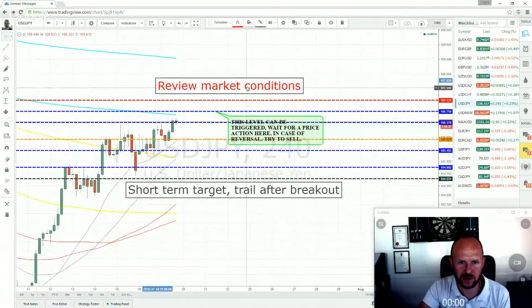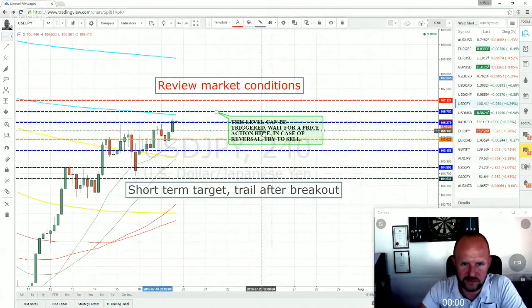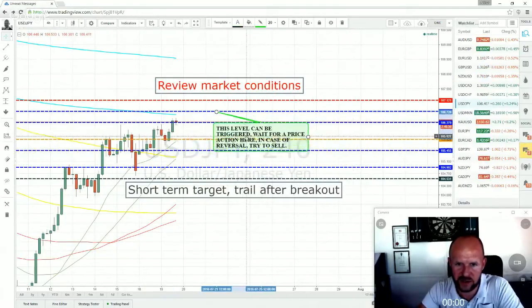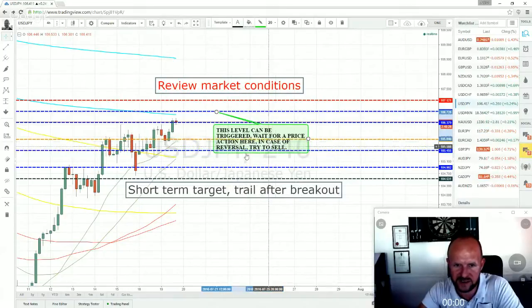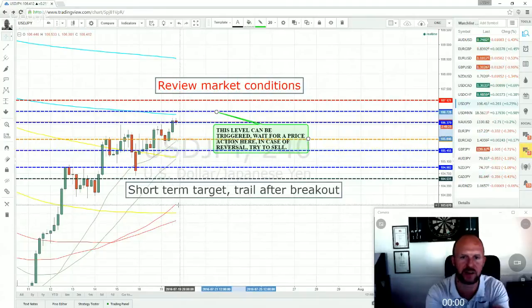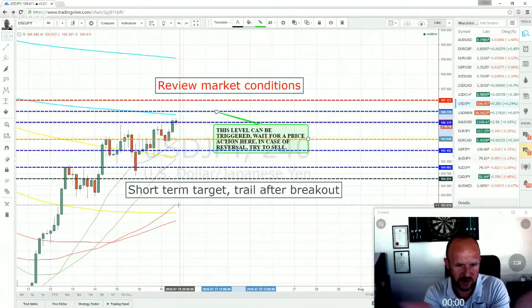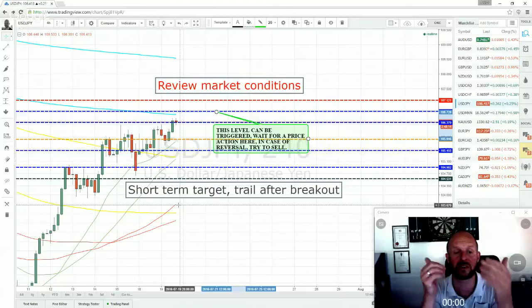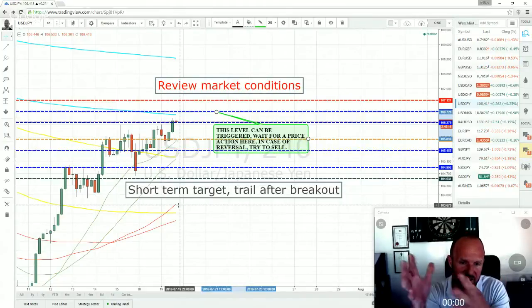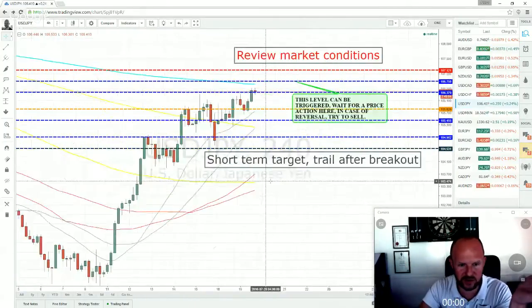Right, so what is here? Yes, this level can be triggered. Wait for price action here. In case of a reversal, try to sell. So that's what it is. The price is going up at the moment, as you can see on the 4-hour chart, but I do look for a selling opportunity here. The only thing is it's possible that we might buy it again, but let me switch to something else.